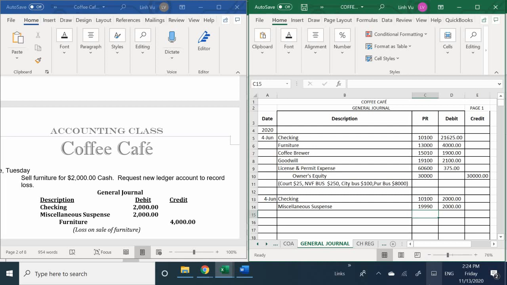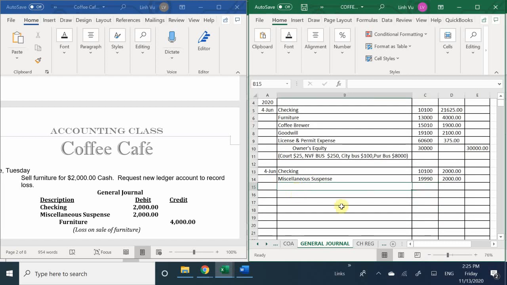And then now, because we sold our asset, we sold our furniture, we no longer have it anymore. Therefore, we need to get rid of it off of our ledger, off of our accounts. So we're going to credit the account by what we originally purchased it for, which was $4,000. All right, we can also look for the account number from right above, for $13,000.